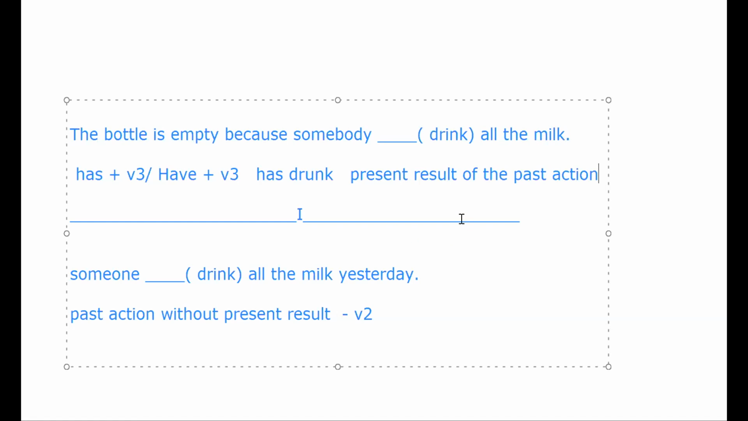This is called present perfect. Okay, this is called present perfect. We'll practice present perfect. How do I express this? Has plus V3, have plus V3. Present perfect. Okay. Now look at this.